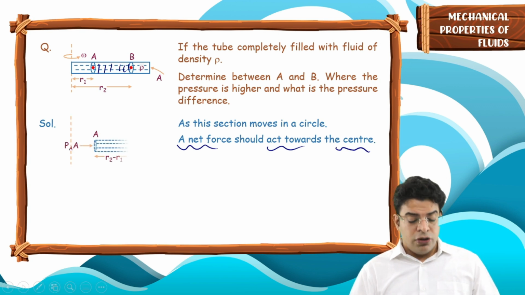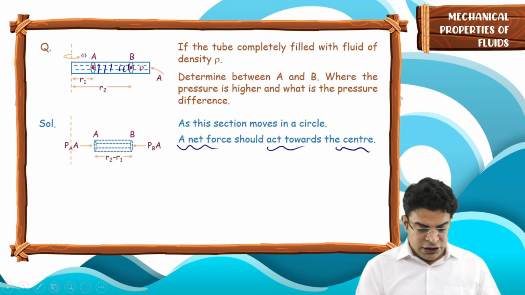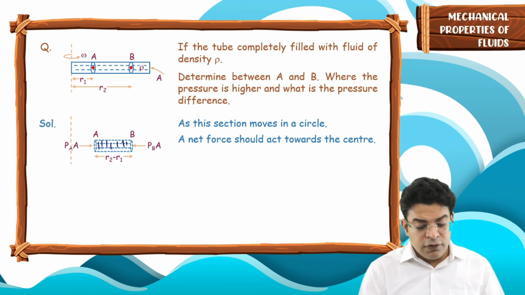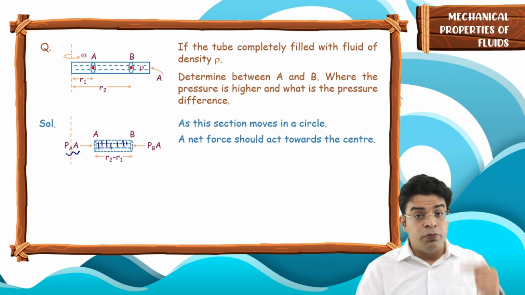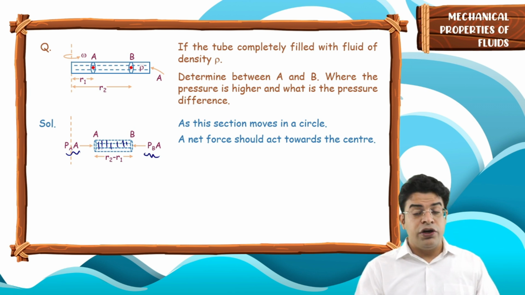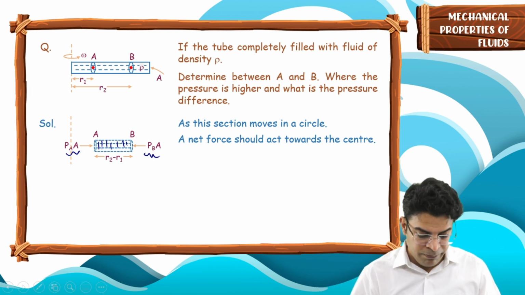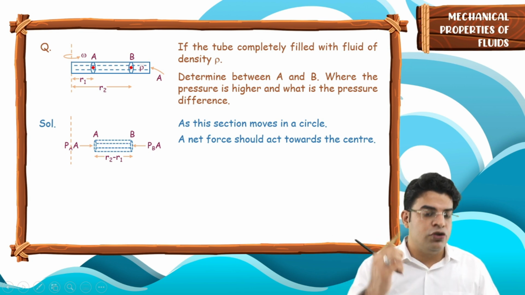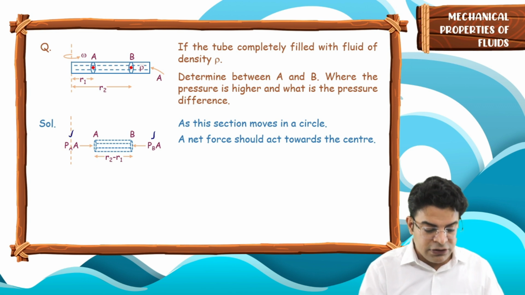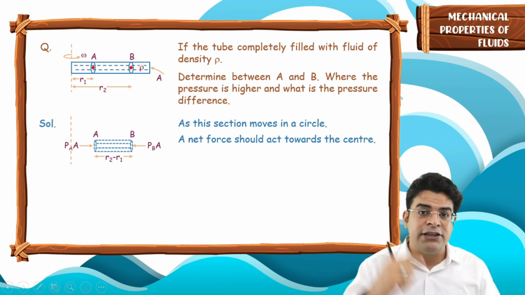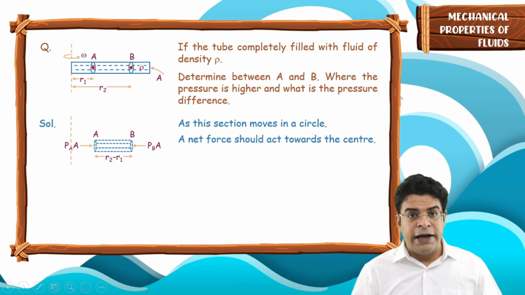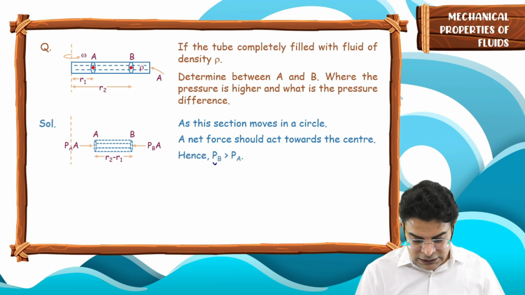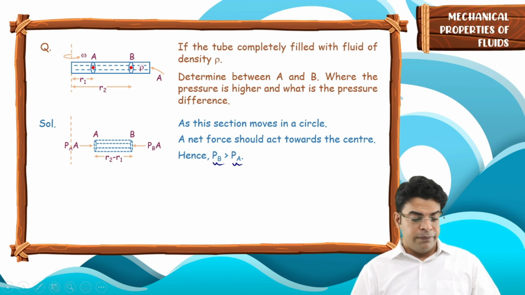So, if you just visualize this section trapped between A and B, on this section, because of the fluid on the left, there will be a force equal to PA into A, and because of the fluid on its right, there will be a force PB into A. Since the net force has to be towards the center because it performs circular motion, we can say PB is greater than PA. It must have a centripetal acceleration. Now, how to find the pressure difference? We will go there. So hence we will say PB is greater than PA.